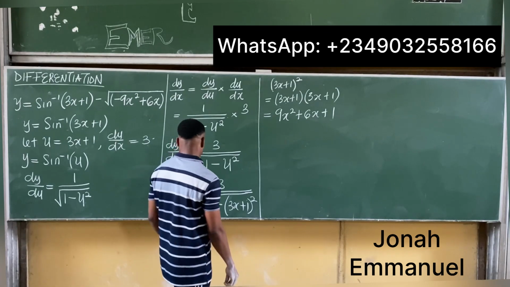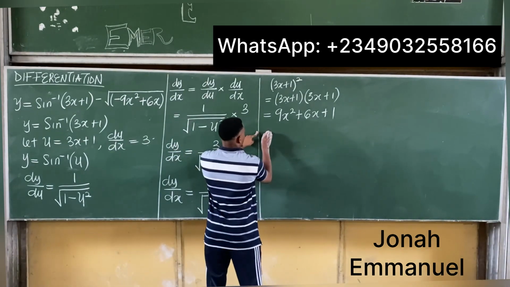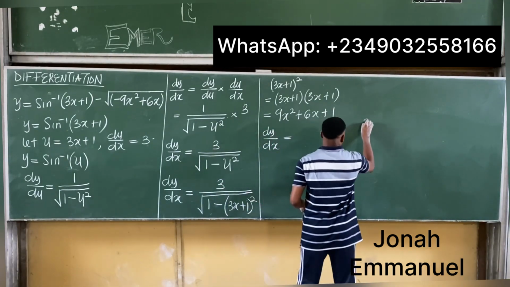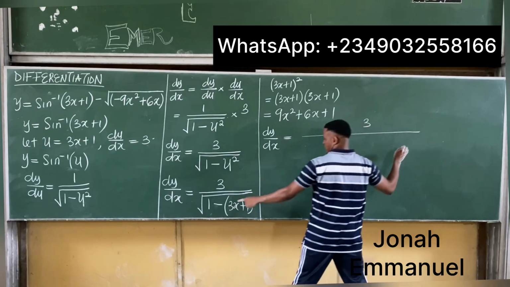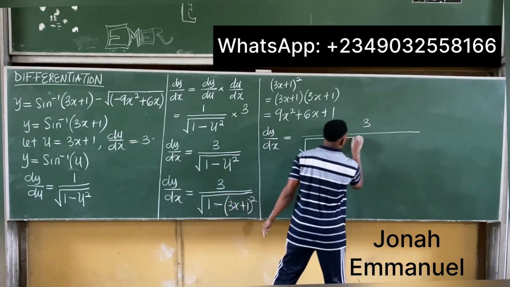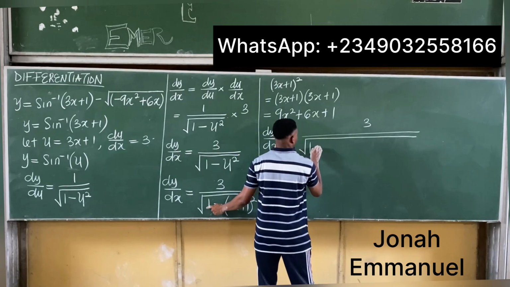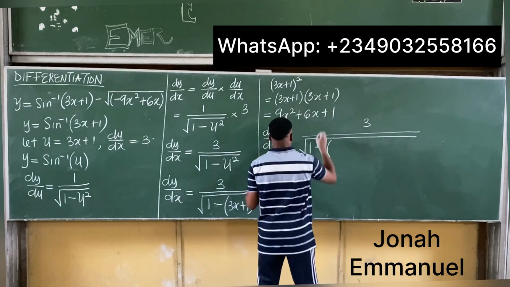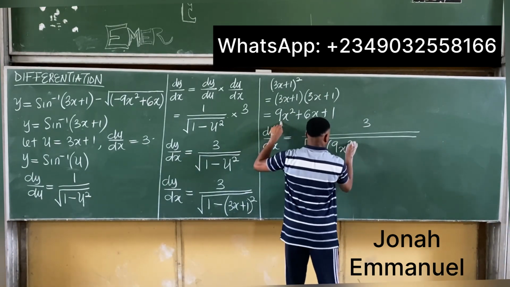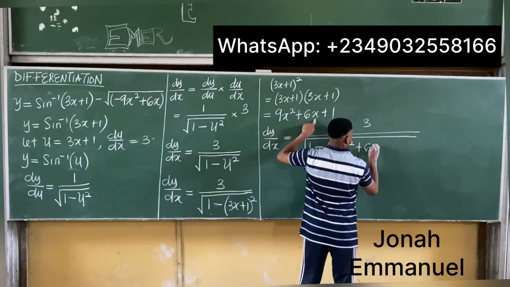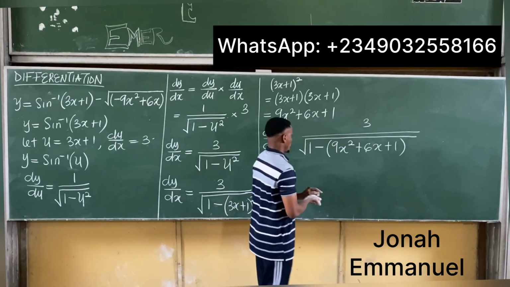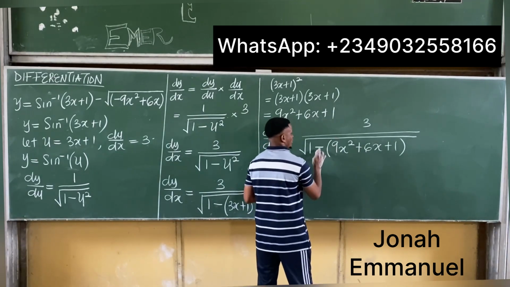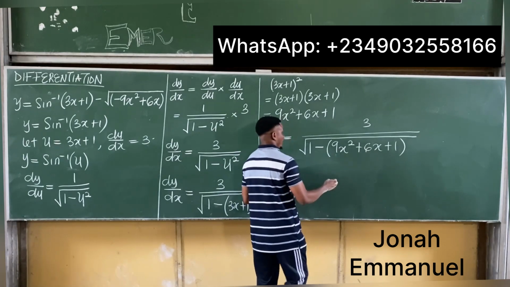Hence, if I work on this, then dy over dx is equal to 3 all over the square root of 1 minus, in brackets, 1 minus this value after expansion, which gives you 9x squared plus 6x plus 1. So it becomes 1 minus this. If I use the negative to multiply through, obviously this one goes here. So minus 2. Fine. Let me do my expansion.